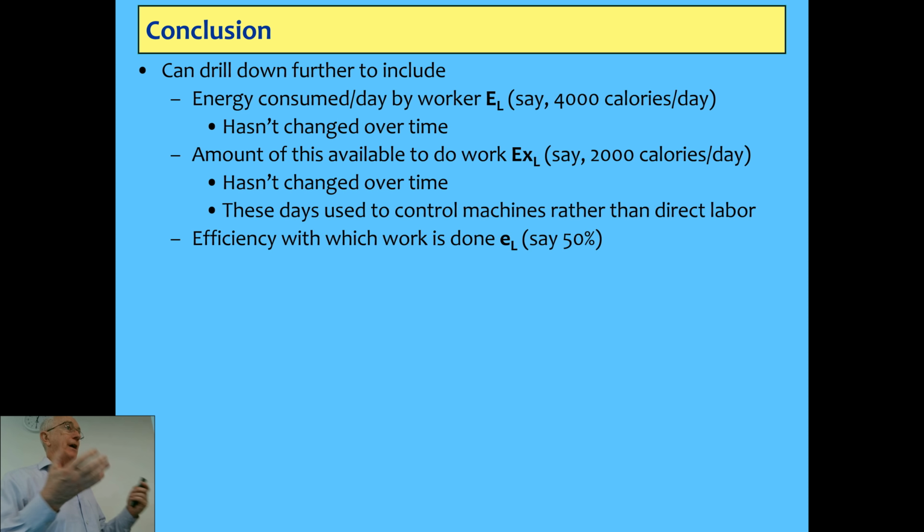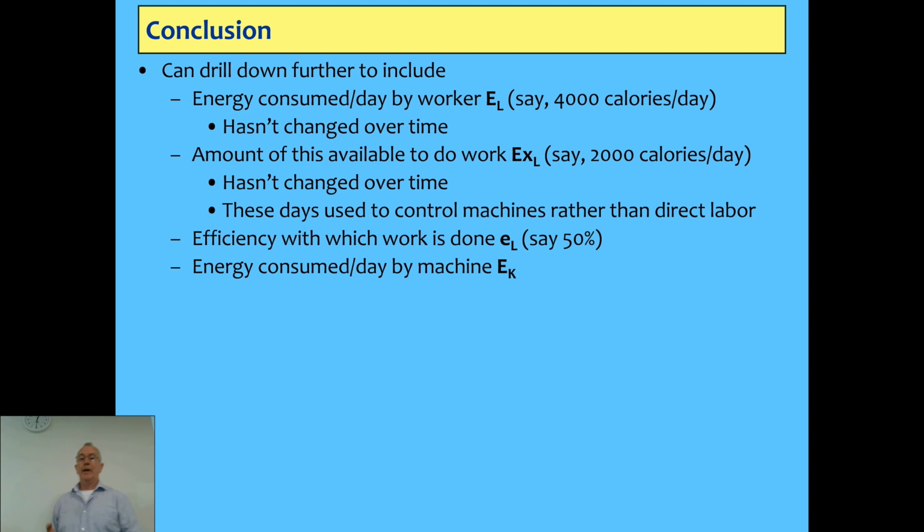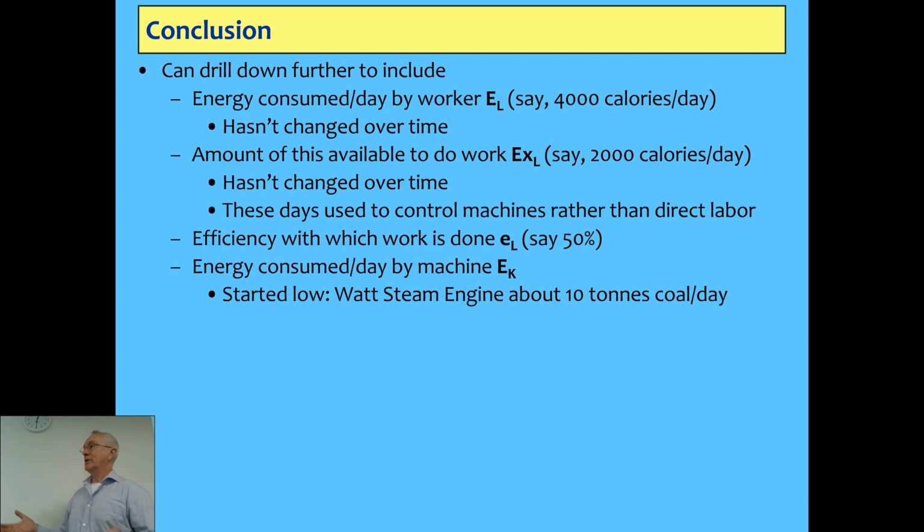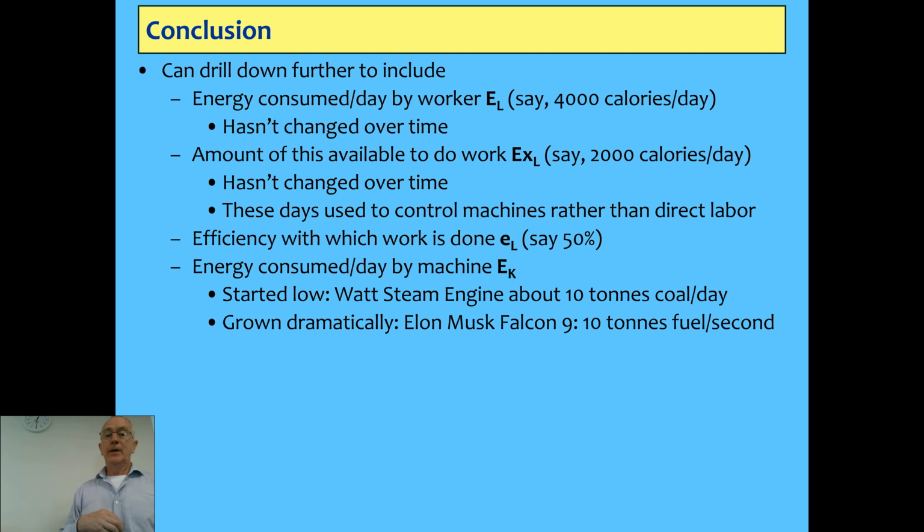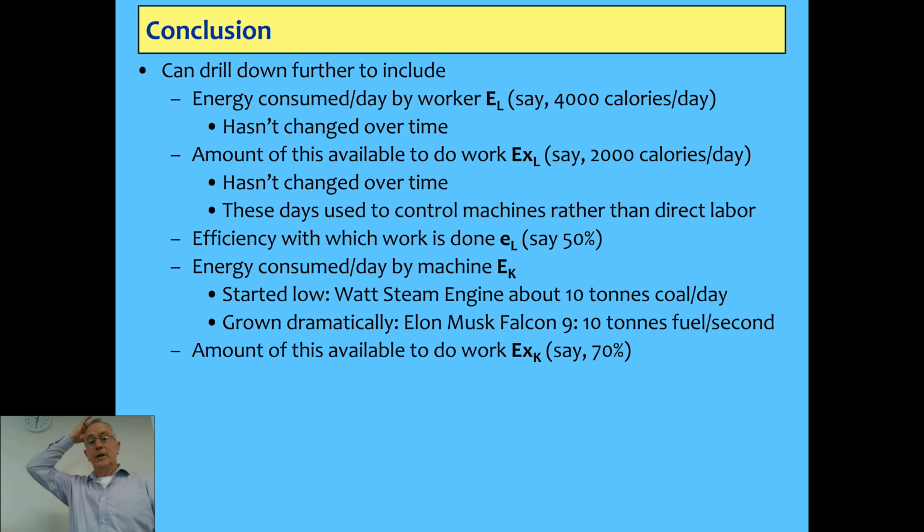And then there's efficiency. How efficiently do we work? And then you look at a machine. Well, how much energy does a machine consume? If you go back and look at the Watt steam engine, that consumed about 10 tonnes of coal per day. If you look at Elon Musk's rockets, they consume about 10 tonnes of fuel per second. That's about a 25,000 times increase in the amount of energy. And that's how we've got the increase in productivity that we see these days.